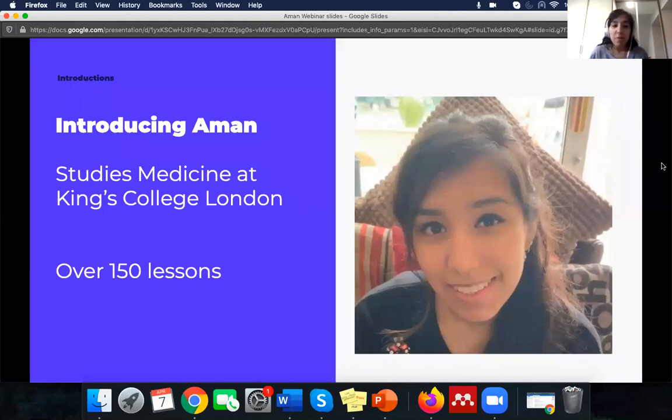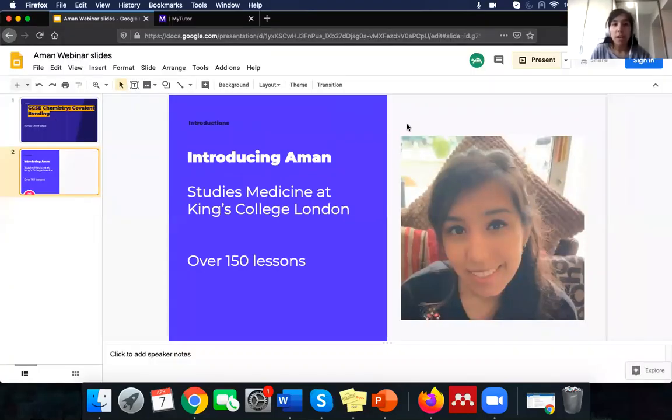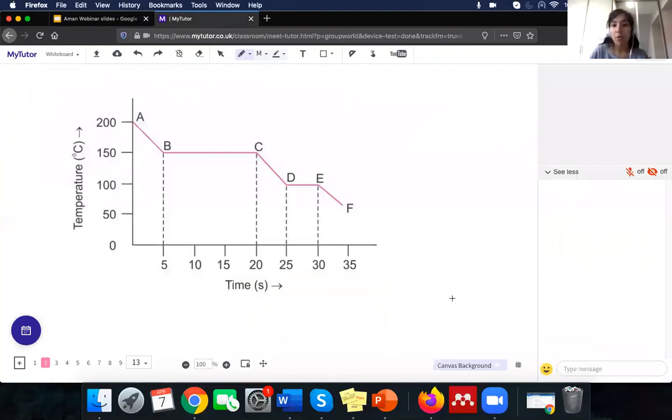Hey everyone, welcome back. So as Frederica said, today we're going to be looking at covalent bonding. I thought we'd start off with a quick recap of a cooling curve. Yesterday we looked at heating curves and kinetic theory, so I thought we'd just quickly look at a cooling curve before going into covalent bonding, simple molecules and giant covalent structures today.